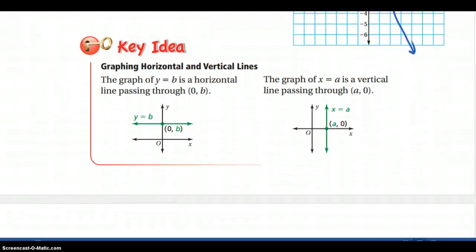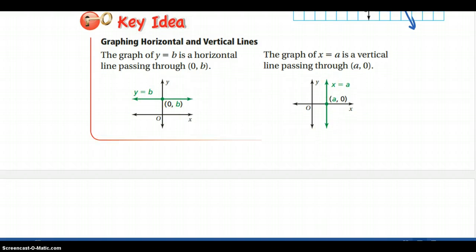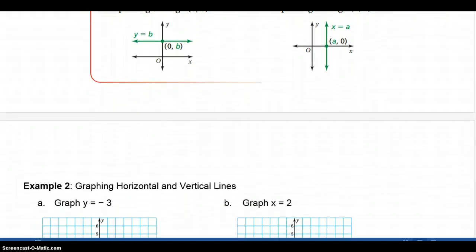Here is a key idea for us, and we'll get more into this later: graphing horizontal and vertical lines. This green line is a horizontal line, and this green line would be a vertical line. We will talk more about those later, but remember horizontal and vertical. So go ahead and flip to the next page.